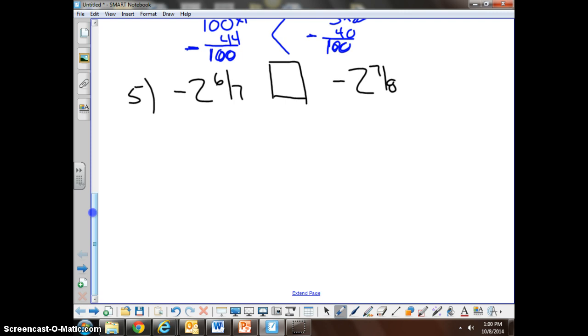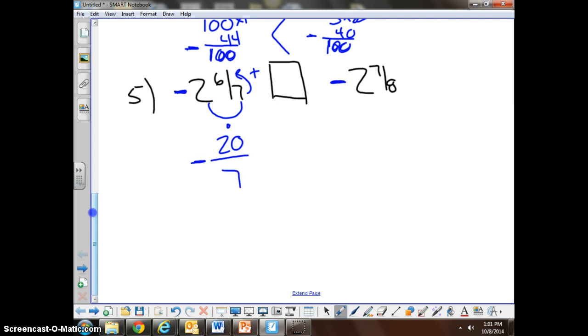Last example would be a problem like this. This is very similar to number 3. The difference is you have a negative and you have a negative. Converting mixed numbers into improper fractions with negatives can be a little bit tricky if you don't know what to do with the negative. So what we're going to do is imagine that the negative doesn't exist for a moment. We're going to do our around the world. 2 times 7 is 14. Plus 6 is 20. We have 20 over 7.